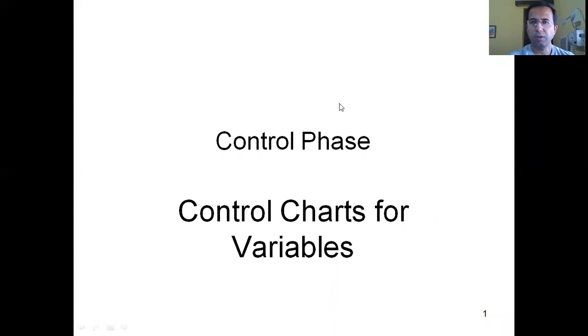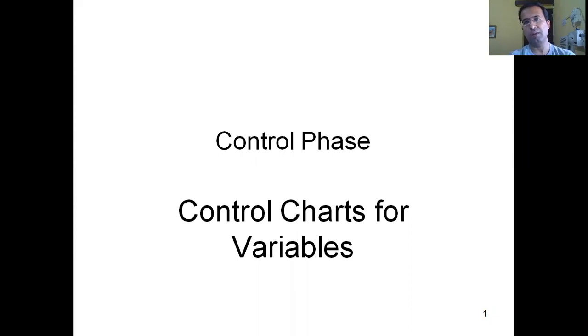So we start with the control phase now. Till now, what we have seen is DMAIC, D-M-A and I. In define phase, we freeze our charter. Not freeze, but we reached the stage where we could have a solid charter.